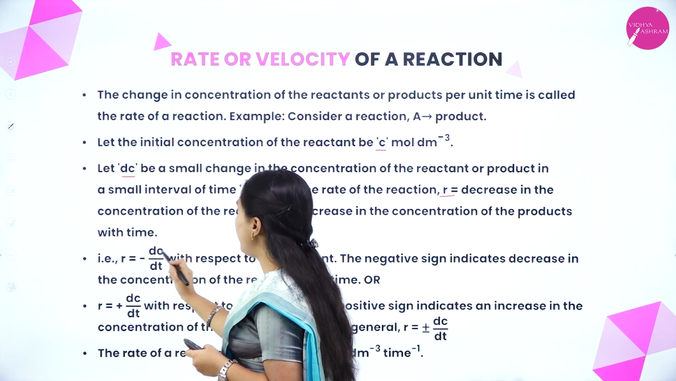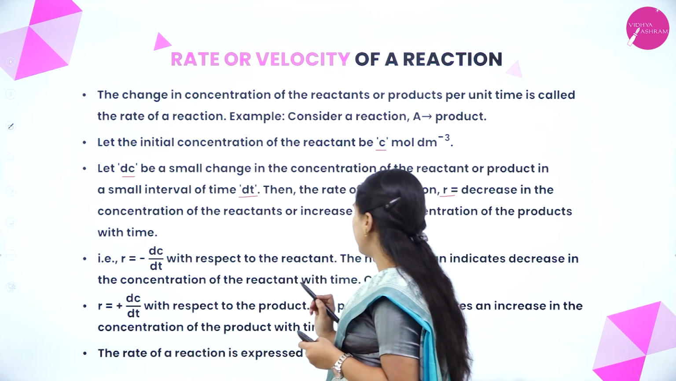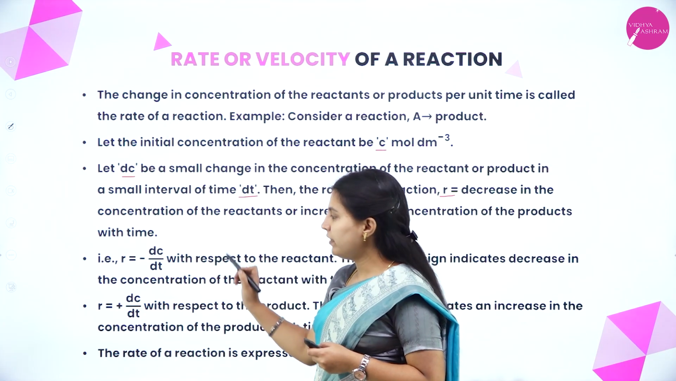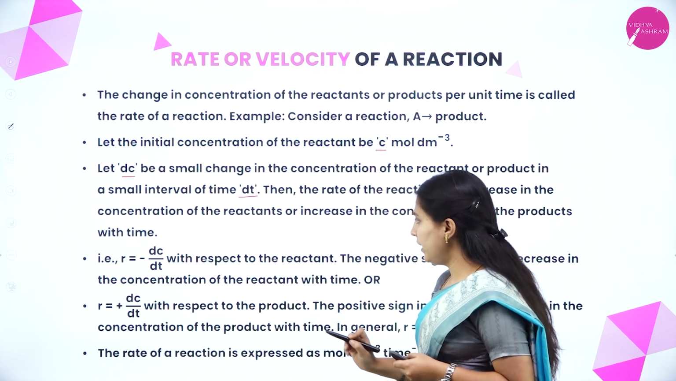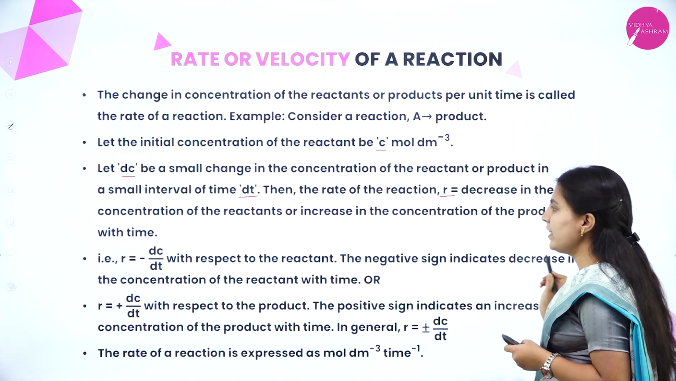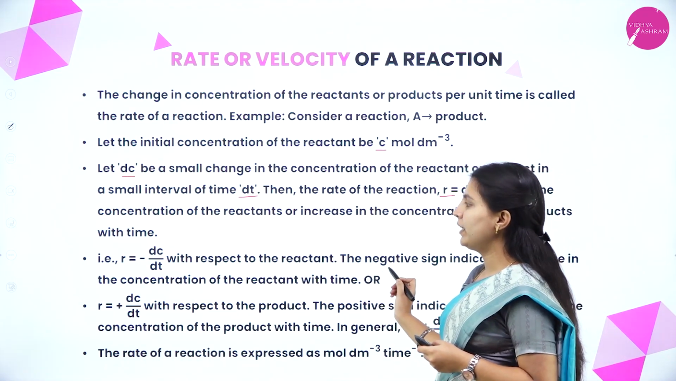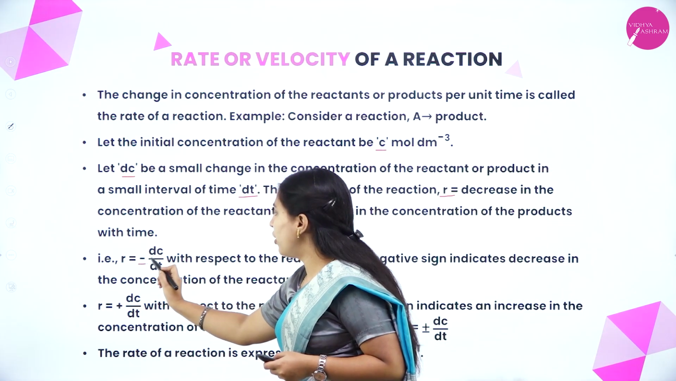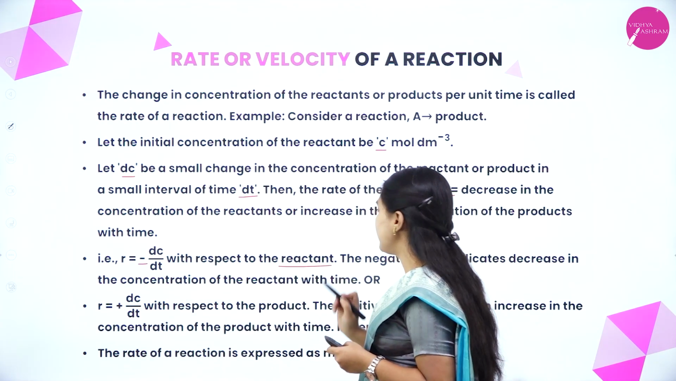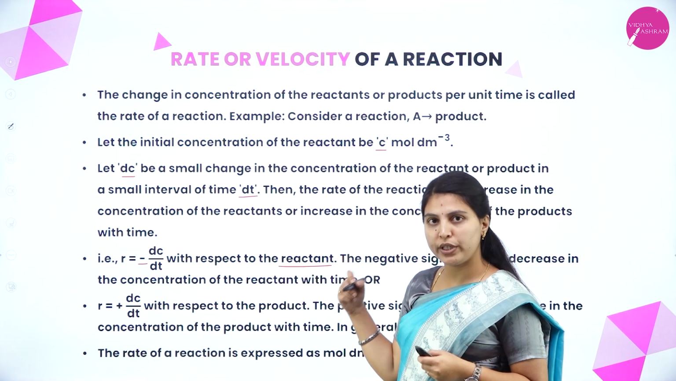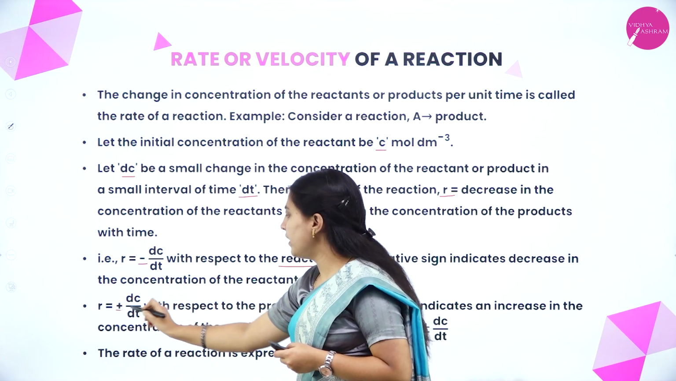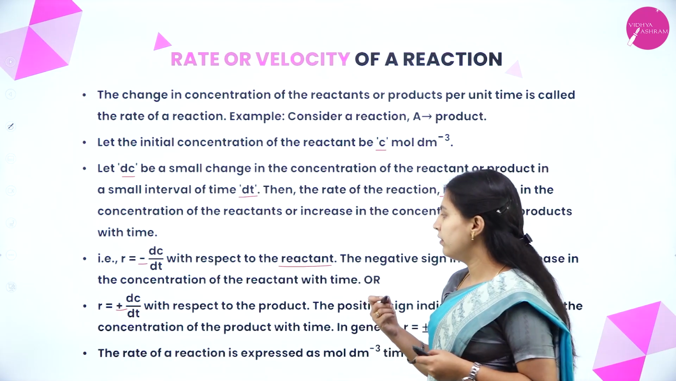That is r equal to minus dC by dt with respect to the reactant, because the concentration of the reactant will decrease. So, minus dC by dt with respect to time, for the reactant. The negative sign indicates a decrease in the concentration of the reactant with time. Why this negative sign? Because this concentration is for the reactant side, so the concentration of the reactant is going to decrease, hence the negative sign. If it is going to increase on the product side, that changes to a positive sign.